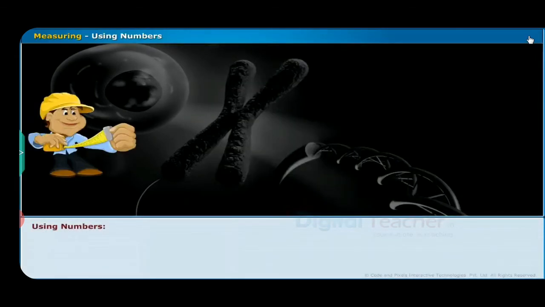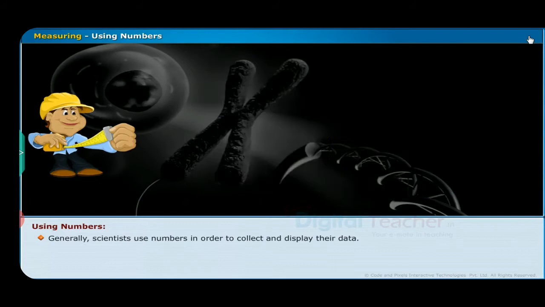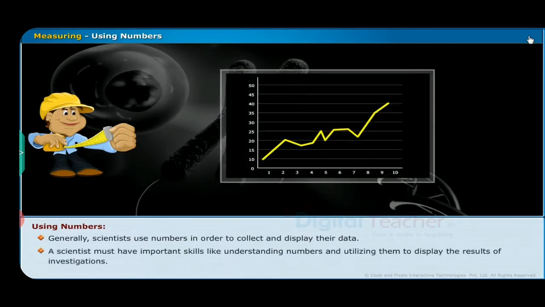Using numbers. Generally, scientists use numbers in order to collect and display their data. A scientist must have important skills like understanding numbers and utilizing them to display the results of investigations. If you work like a scientist, then you must use numbers in the following ways.